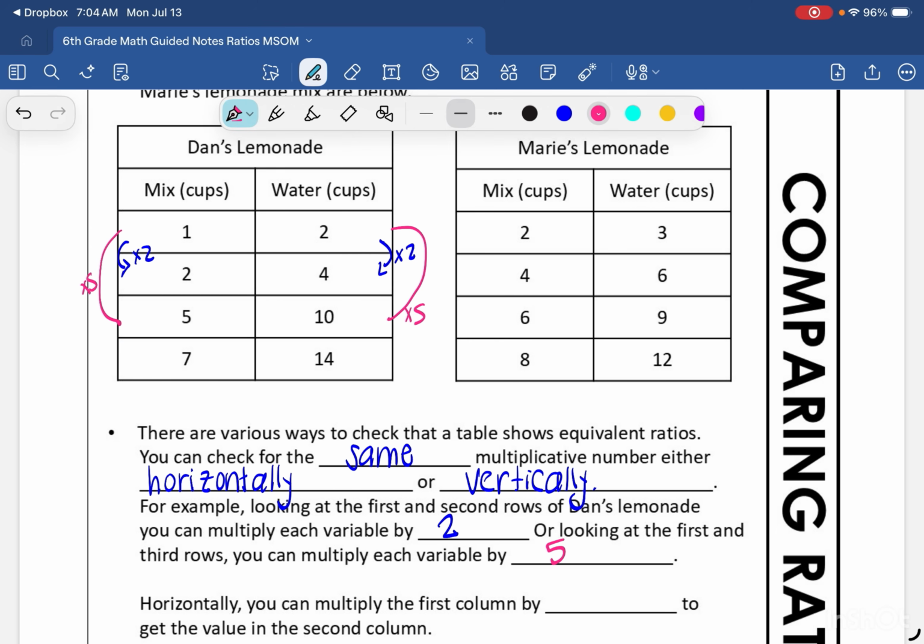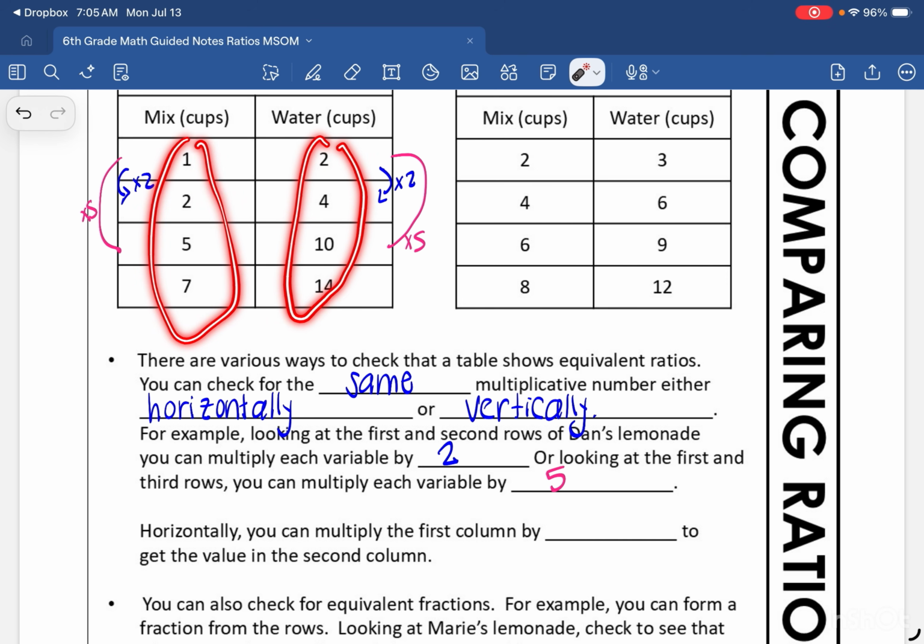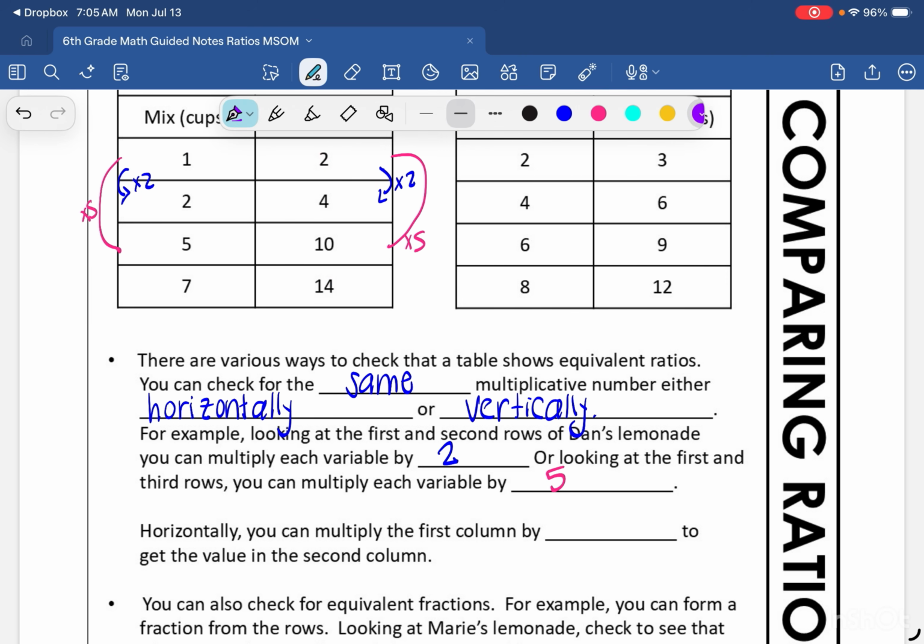Horizontally, you can multiply the first column by what to get to the second column? So if I'm looking at these numbers right here, what can I multiply those numbers by to get to these numbers over here? And notice that these numbers are all double these numbers. So I can multiply across by 2.